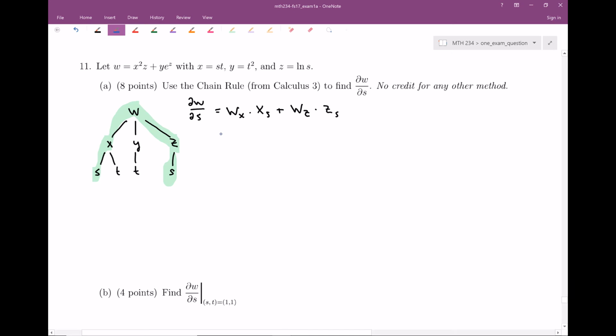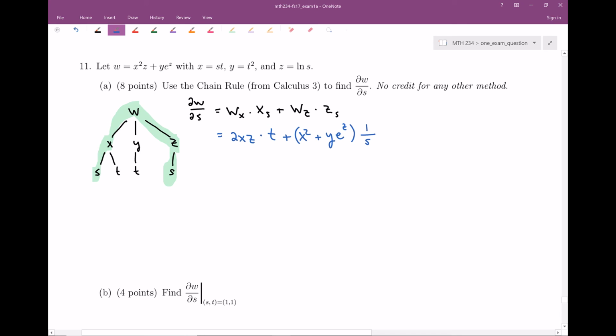All right, so let's go ahead and do it here. So w with respect to x. That looks like 2xz, and let's see, there are no x's there, so forget about that, times x with respect to s. So x with respect to s, that's just going to give me a t, okay, plus w with respect to z. So that's going to give me x squared, and let's see, there's a z over here, so that's going to be plus y e to the z. And remember, all of that right there is w with respect to z. And then finally, z with respect to s. So here's my z with respect to s. That's going to be 1 over s in this case.